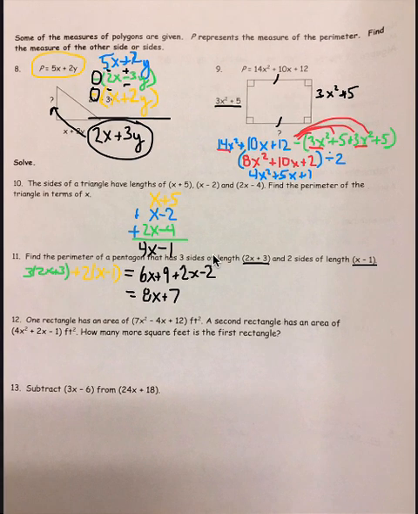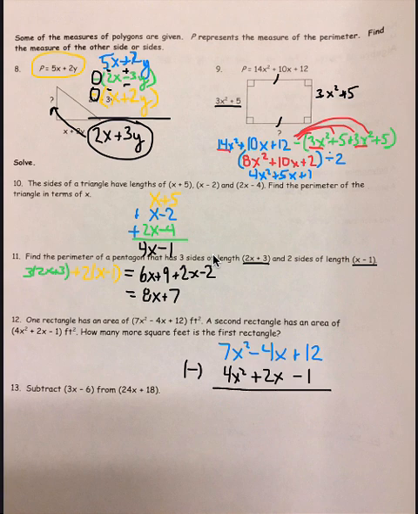All right. Number 12 says one rectangle has an area of 7x squared minus 4x plus 12 square feet. A second rectangle has an area of 4x squared plus 2x minus 1 square feet. How many more square feet is the first rectangle? So we're not actually going to know the actual number of square feet, but we do know the equation. And we know the first one has more. So I'm going to set it up as a subtraction problem. So I have 7x squared minus 4x plus 12. I am subtracting, I'm going to do it vertically, 4x squared plus 2x minus 1.